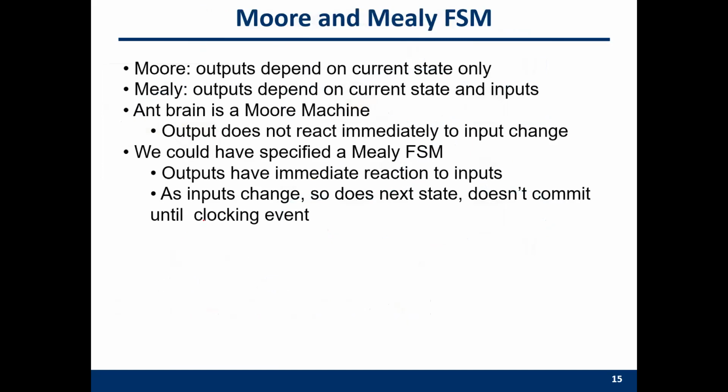We have 2 types of finite state machine. The first one is the so-called Moore state machine. The output depends on the current state only. It does not depend on the input. For the Mealy machine, the output depends on the current state and the input. The Moore machine's output does not react immediately to the input change. We could have specified a Mealy machine. In the previous slides, we had a Mealy machine, because the output depends on the input and the current state.